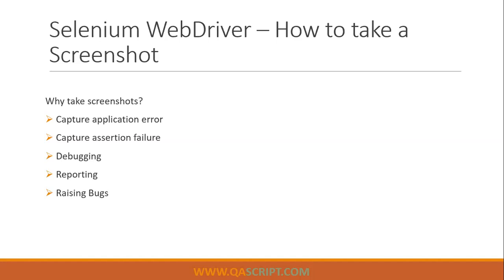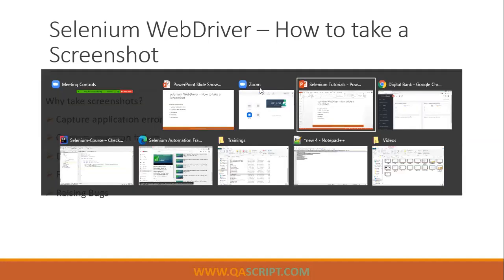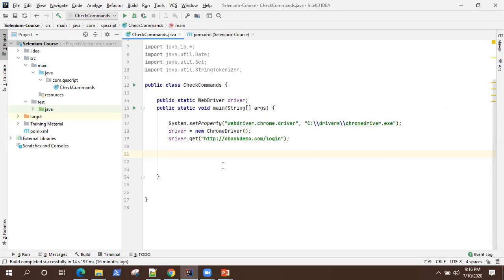Now, let's have a look at how you can actually do that. Getting back to our project, how do we do this? There is a TakesScreenshot class. You need to typecast it with your driver instance, so you cast it to the driver. Once it's done, I need a file, and this will be my source file.